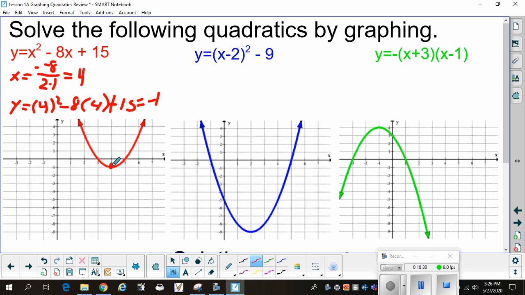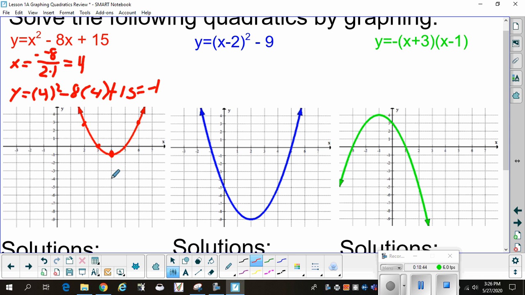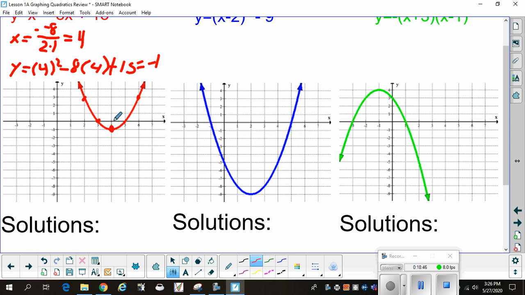There, and then it opens up, it's not reflected, and it's a standard one, so it's right 1, up 1, boom, right 2, up 4. You can put your points, and then you draw your smooth curve. You can then note that your solutions, which are the x-intercepts, roots or zeros, those are 3, 0, and 5, 0.